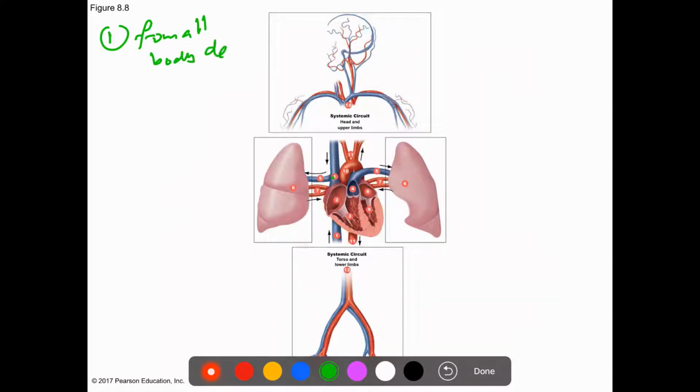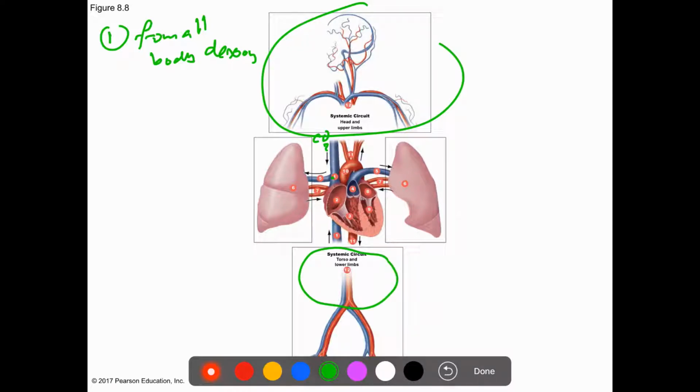and that is deoxygenated blood, meaning that it is filled with CO2. And it will come back from the upper part of the body or the lower part of the body through something called the Vena Cava. These are big veins that are pouring the blood into the heart.